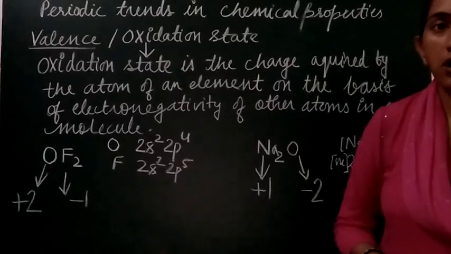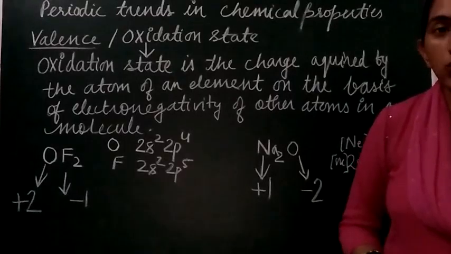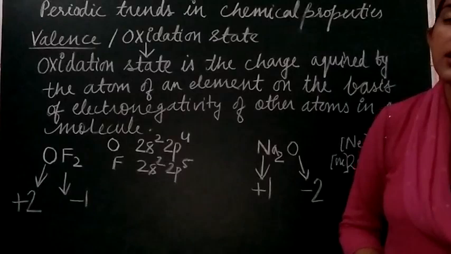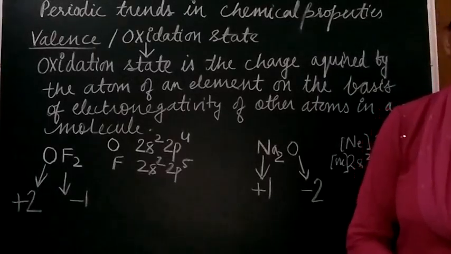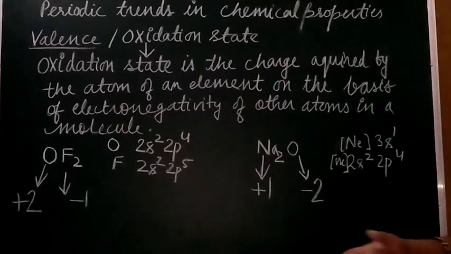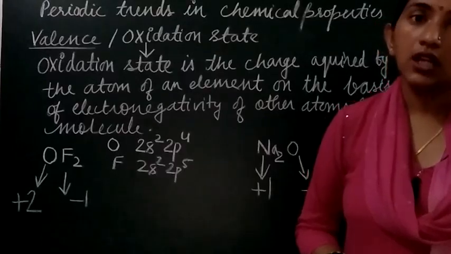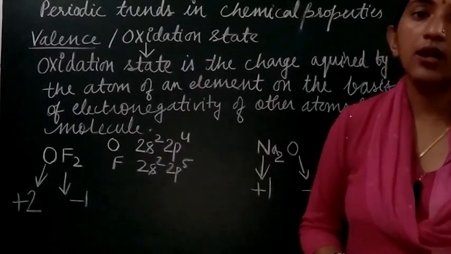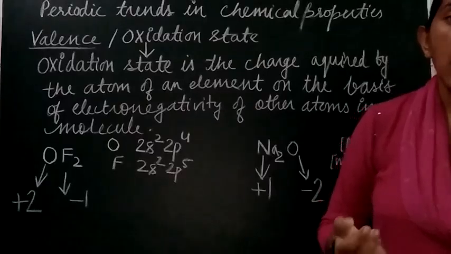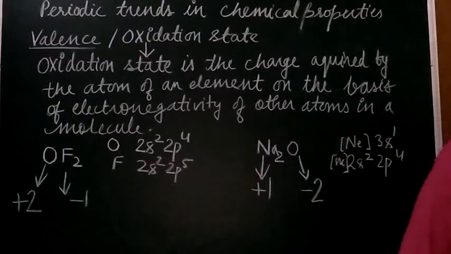For example, if we take oxygen, generally its valency is 2, but sulfur can extend its valency to 4 and also 6, just because of the availability of d orbitals, right? So this is about the oxidation state, and students, oxidation states definitely affect the chemical properties of the elements in the periodic table, right? So students, just go through it very nicely, how the oxidation state depends upon the electronegativity of the other element in the molecule.